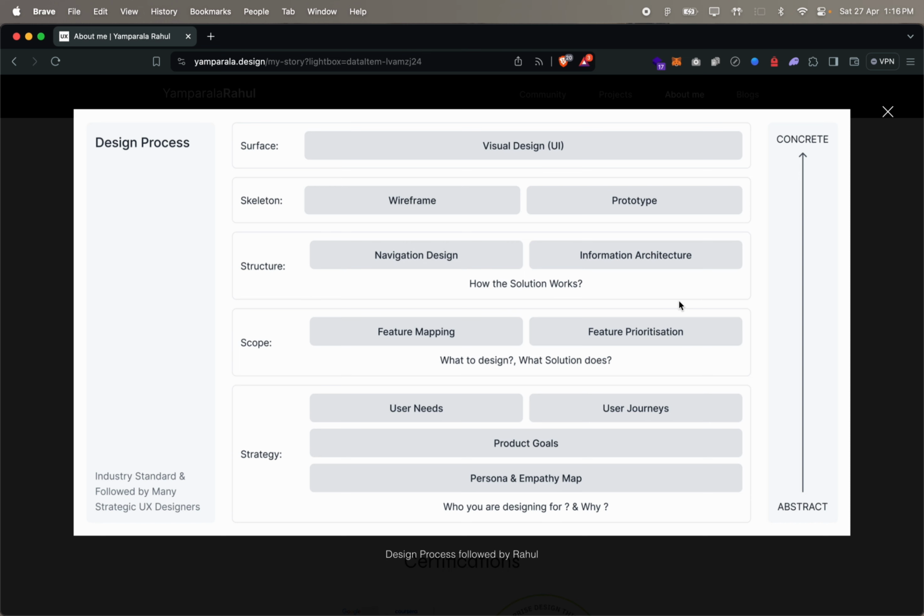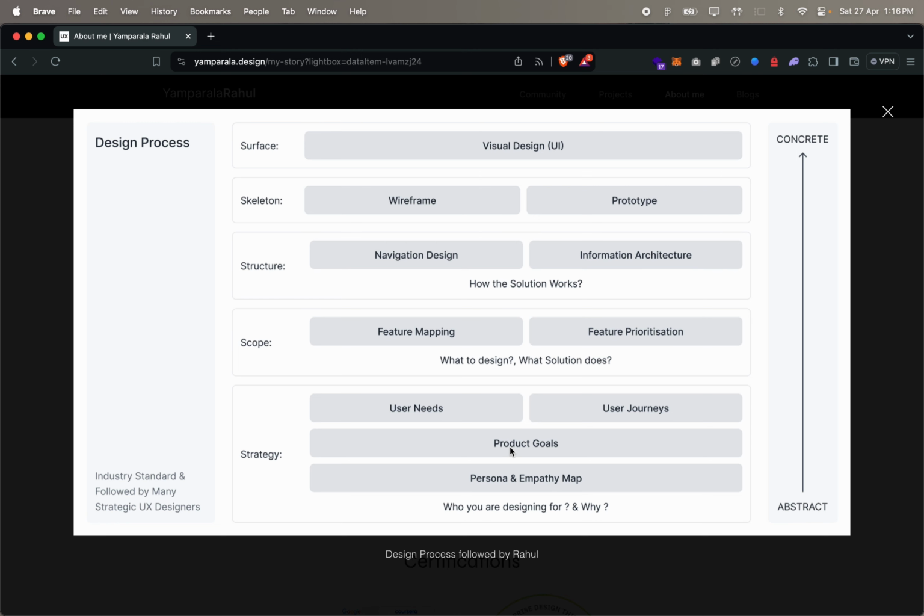This design process consists of 5 elements, which start from strategy, then scope, then structure, then skeleton, and then surface. When we start working on a project, we are at the first stage, which is strategy. At this stage, the design will be very abstract and there will be nothing that you can show to the stakeholders. But in this phase, you will be talking with the stakeholders directly and asking questions.